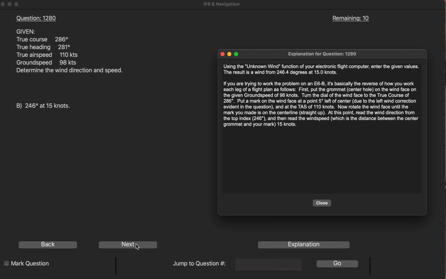And another E6B question. Given your true course of 286, true heading of 281, true airspeed of 110, ground speed of 98, determine the wind and speed. It's going to be 246 at 15.